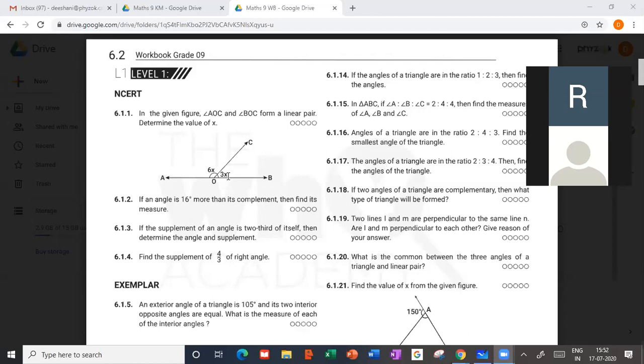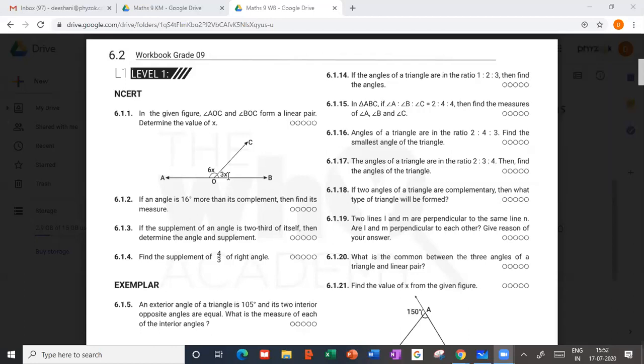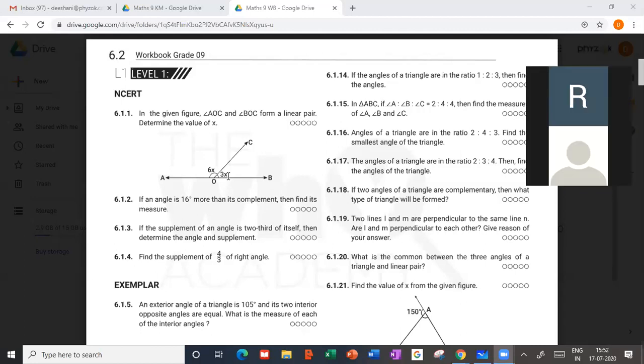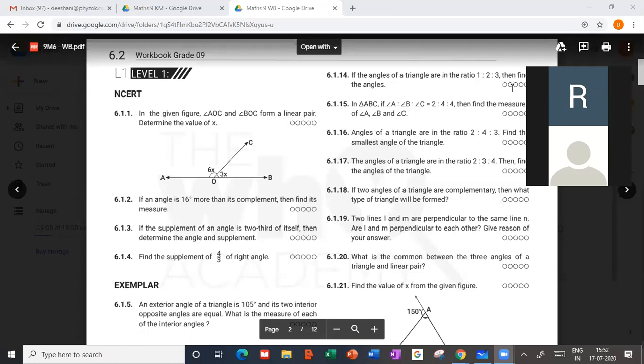Okay, so let's go to the second one then. Ma'am, can I answer? Okay, let me just read the question, then you can answer. If an angle is 16 degree more than its complement, then find its measure. Ma'am, can I tell how? I guess somebody already said. I really don't know how to figure out your names. 90 degree, ma'am.